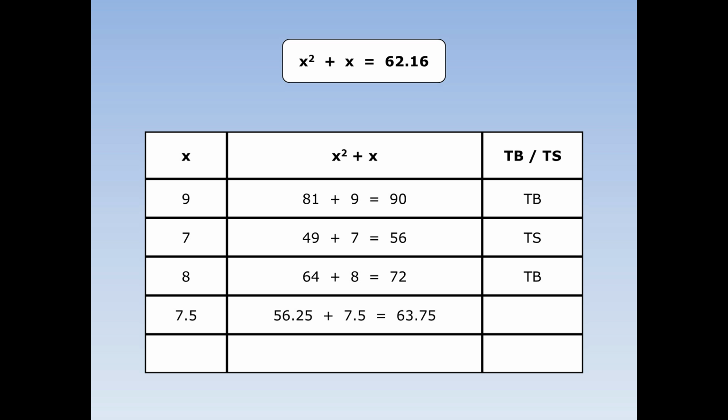7.5 squared is 56.25, plus 7.5 again adds up to 63.75. That's just slightly too big. Let's try 7.4. 7.4 squared is 54.76, plus 7.4 again is 62.16. So 7.4 is our answer.